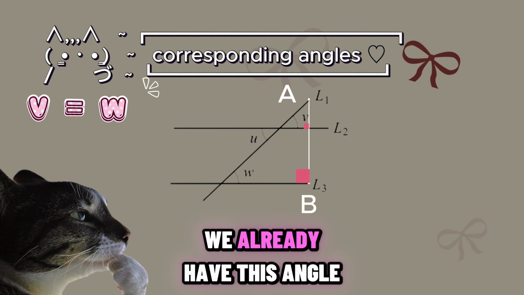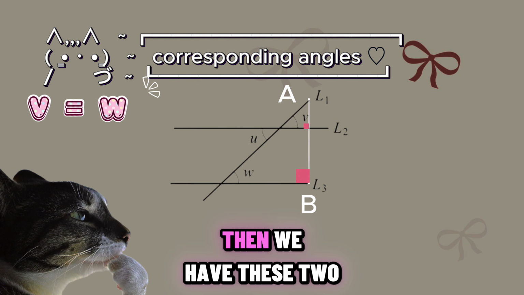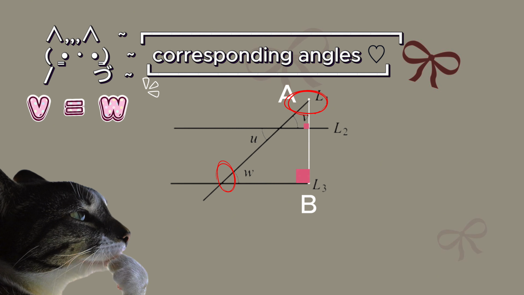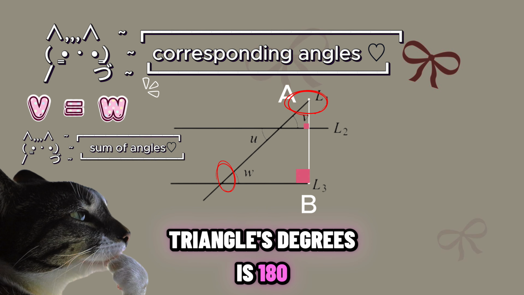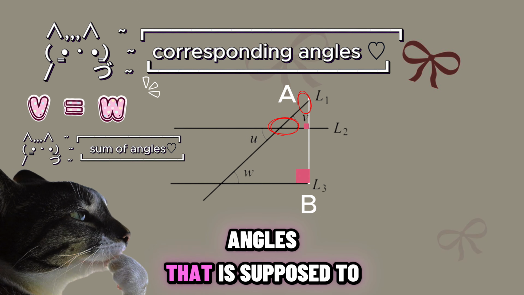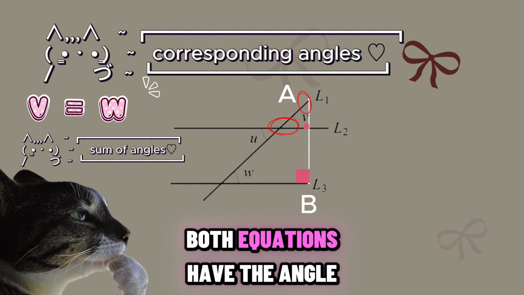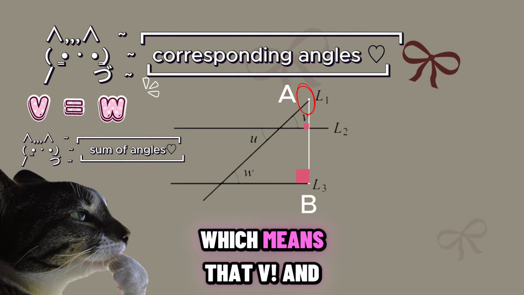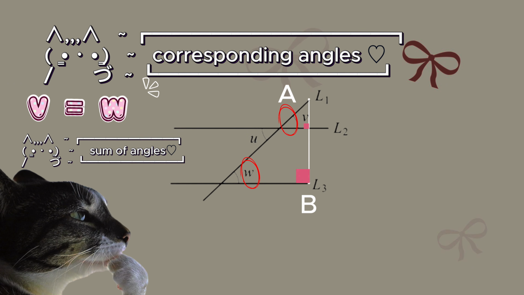From there we already have this angle that is equal to 19 degrees. Then we have these two that are supposed to be 90 degrees together, because the sum of a triangle's degrees is 180. And then we have this angle that is supposed to be 92. Both equations have the angle set, which means that U and W should be the same degrees.